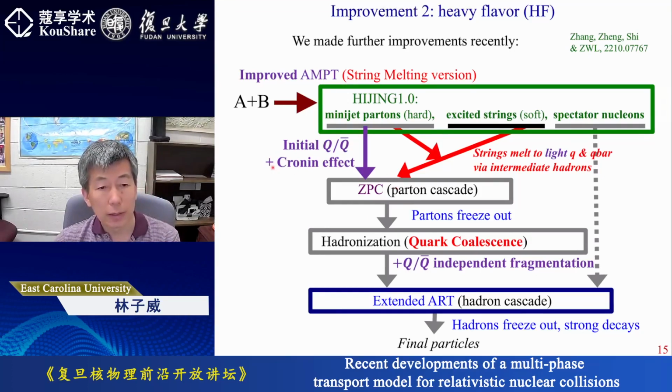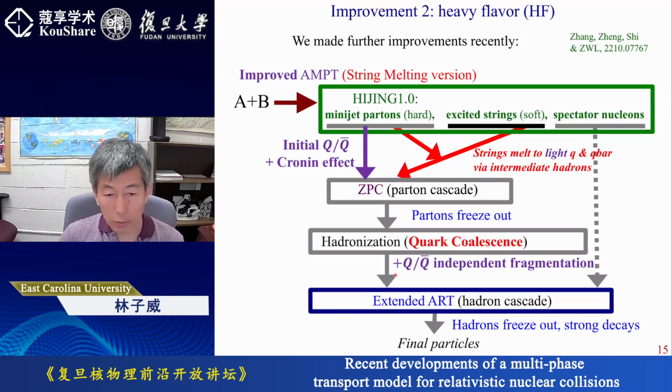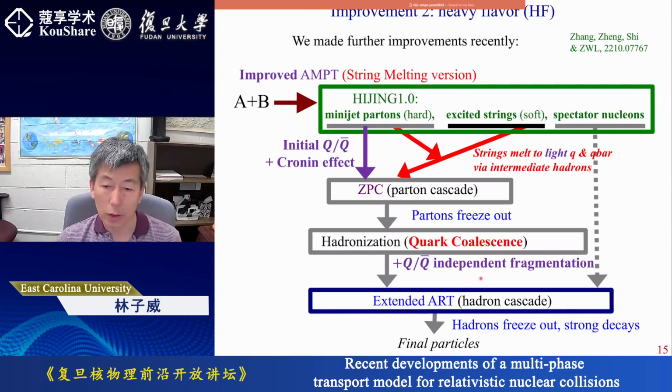And secondly, as will be shown later, we need the Cronin effect to describe the R_pA of D mesons. So we added the Cronin effect to heavy quarks in the initial stage. The Cronin effect just represents some transverse momentum broadening. And then for the hadronization part, in addition to the standard quark coalescence, we also added the independent fragmentation for heavy quarks and antiquarks.